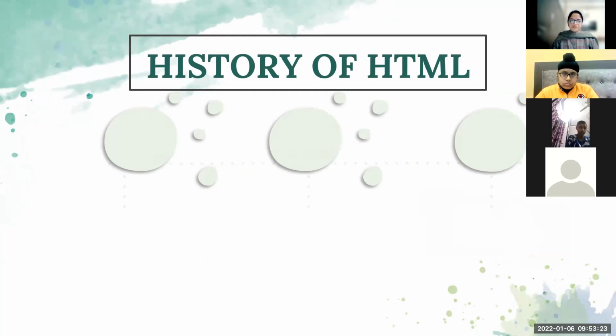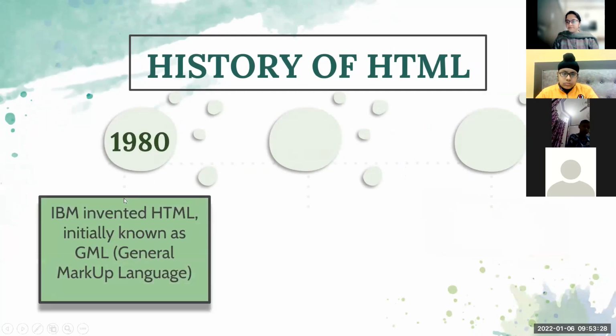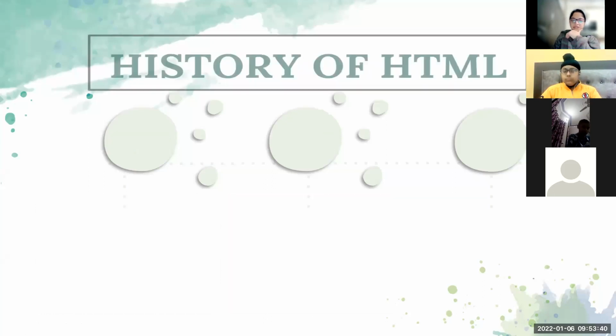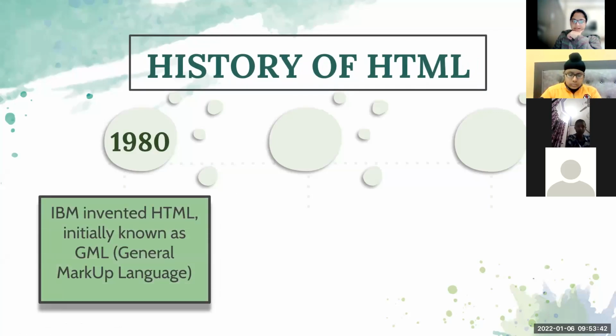First of all, in 1980, IBM, the name of a company, invented HTML, which was initially known as GML, Journal Markup Language. Note down. History के points note down करो बेटा everyone.